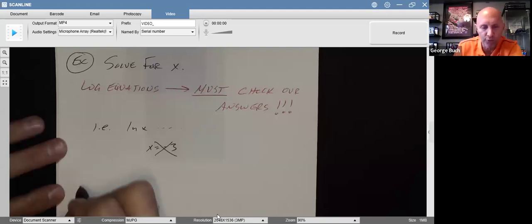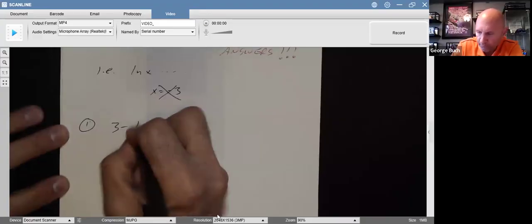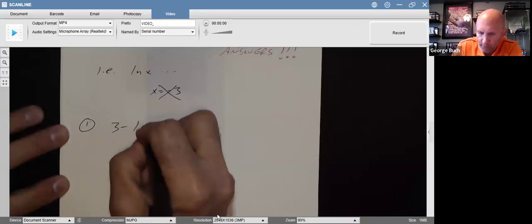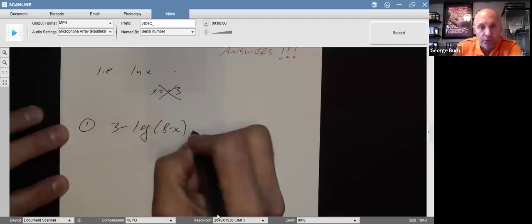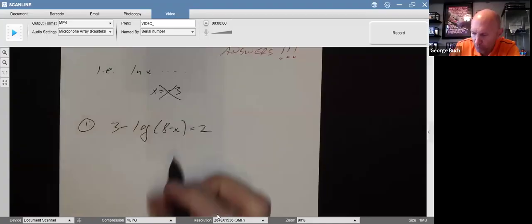So let's look at our first one. We have 3 minus log of 8 minus x is equal to 2. First thing, I'm going to subtract 3 from both sides.